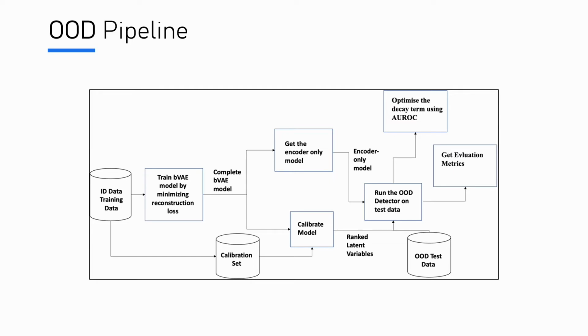Post-training, the weights file of the complete model is stored. Thereafter, since the beta VAE OOD detection technique operates on the latent variables generated from the encoder part of the model, the weights of the decoder part are discarded and the encoder-only model is used for the OOD detection.